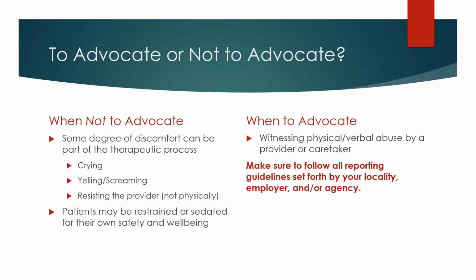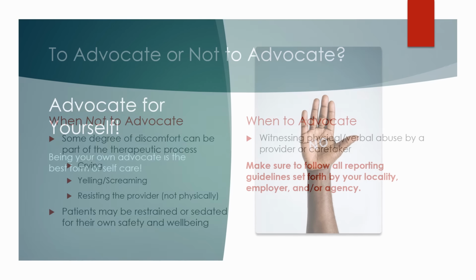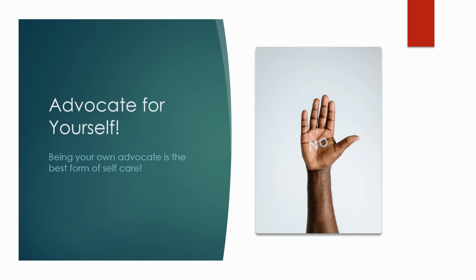So when do you advocate? Well, there are some clear-cut examples of this. So if you have witnessed physical or verbal abuse by a provider or caretaker, you must disclose. Now, I say must, I say it's a moral obligation, and at that point, you must follow the reporting guidelines set forth by where you are located, by your employer if you're a staff interpreter, or your agency if you are an independent contractor.